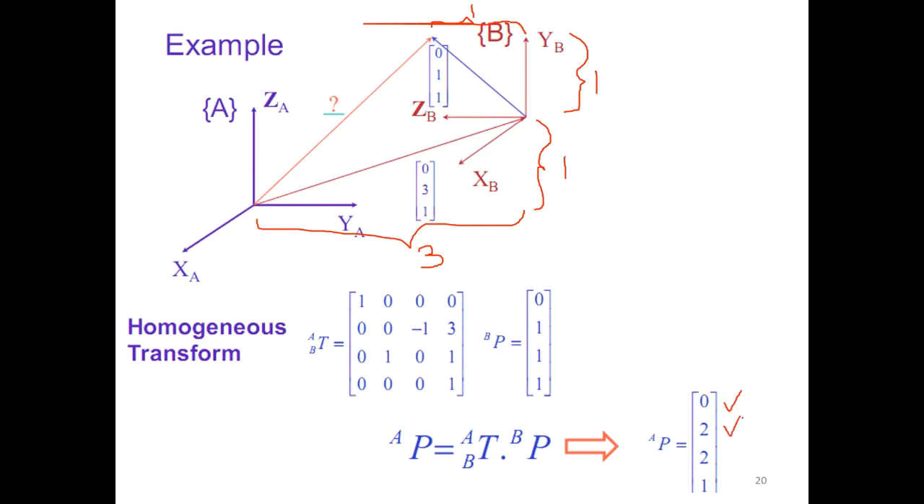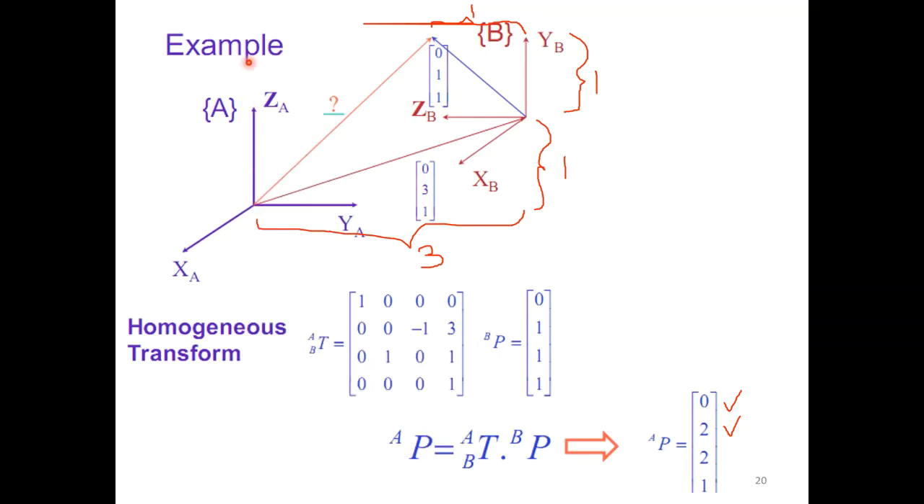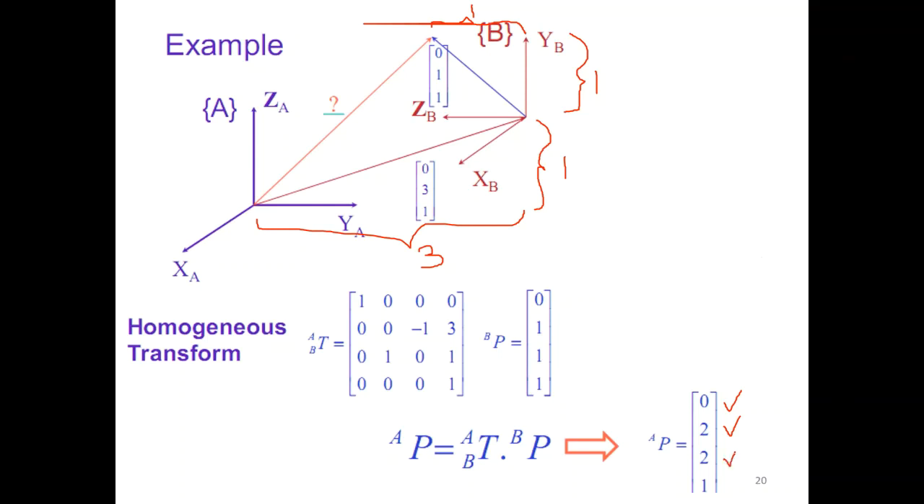This is also correct. Then comes the z coordinate, right? Height from here, from here upwards to this point. So obviously 1 and 1 is 2. So therefore that is also correct. This one is also correct.